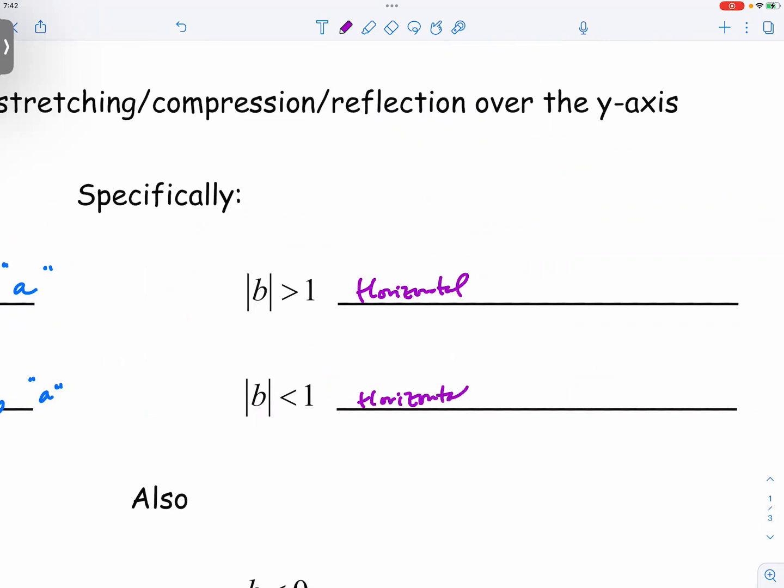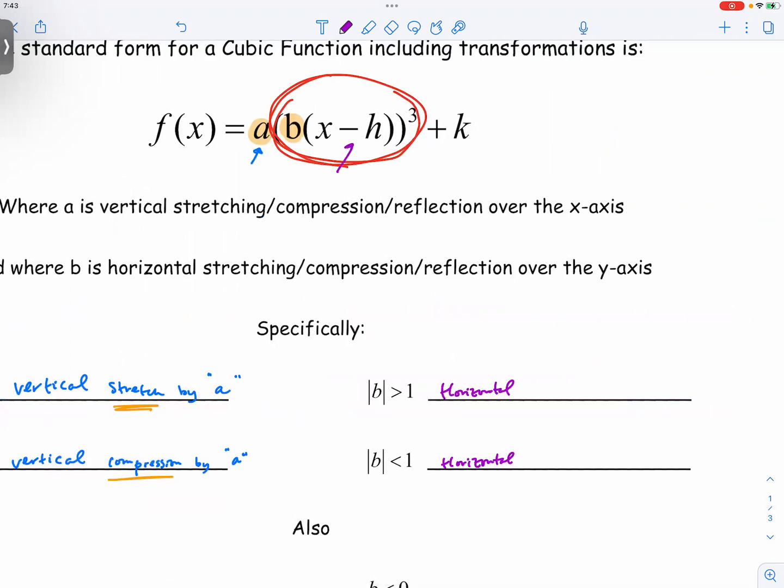And if you remember from last semester, everything inside the parentheses is about the horizontal things. It's a bit weird. It's like always the opposite. Like if you look at x minus h, right? The minus here, okay, that's weird. If it's x minus 5, it's actually moving to the right 5 units.